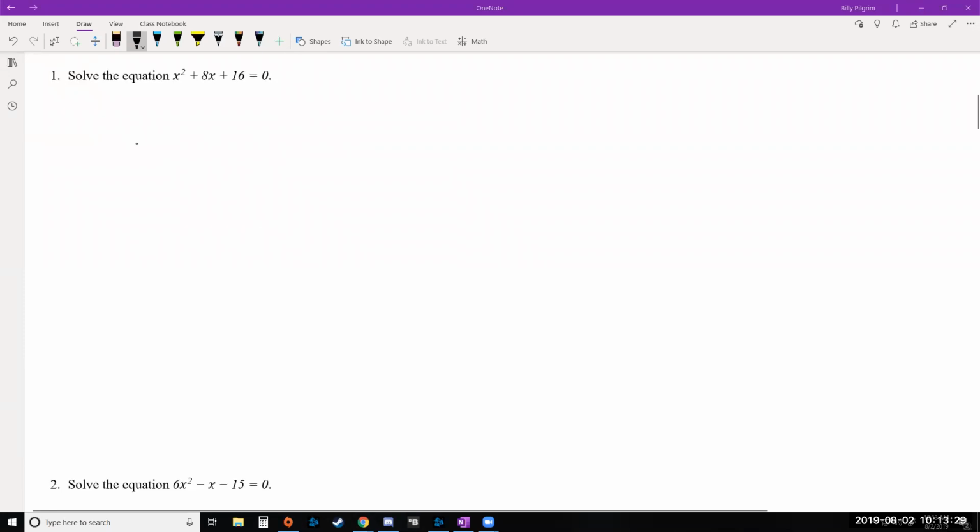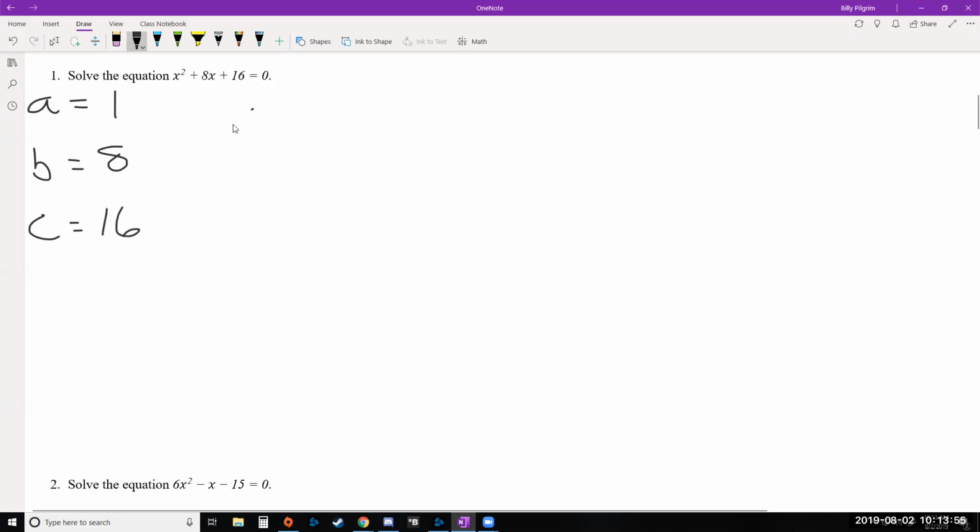Starting here, we have the equation x squared plus 8x plus 16 equals 0. And it's probably worth taking a second to write down what is our a, what is our b, and what is our c. So a is 1 in this case. The number being multiplied by x squared, there is no number that's shown, so that means there's a 1 there. The number being multiplied by x is 8. The number without any x's is 16.